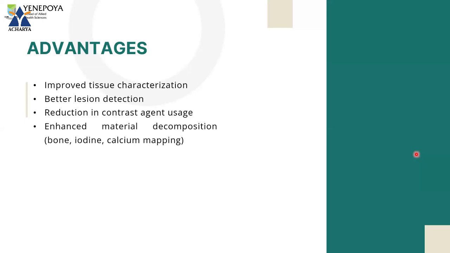And then you have enhanced material decomposition. If you have structures which are similar, in conventional CT they will be given a similar HU value, which makes it difficult for the radiologist to understand what kind of tissue it is. But when it comes to spectral CT, it will help you differentiate between the types of tissue. So these are the advantages of spectral CT when you compare it with conventional CT.